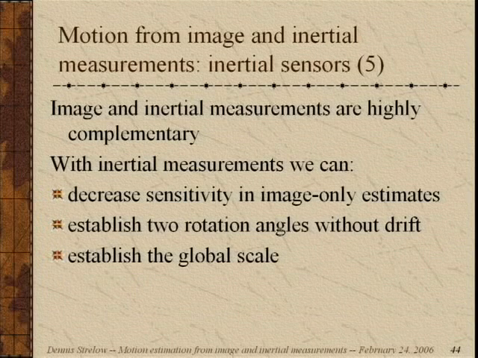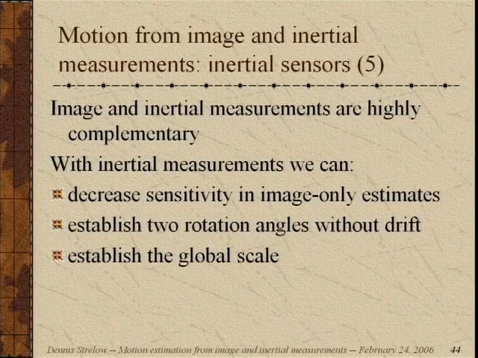Okay, fortunately, image and inertial measurements are highly complementary. With inertial measurements, we can decrease the sensitivity that I talked about in the image-only estimates to bad tracking or bad calibration. You can establish 2 of the rotation angles without drift because the output of the accelerometer does depend on gravity. And you can establish the global scale.